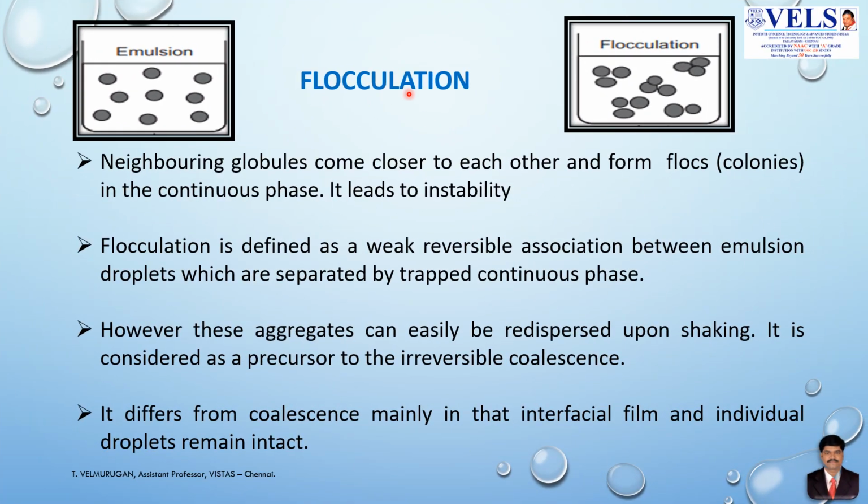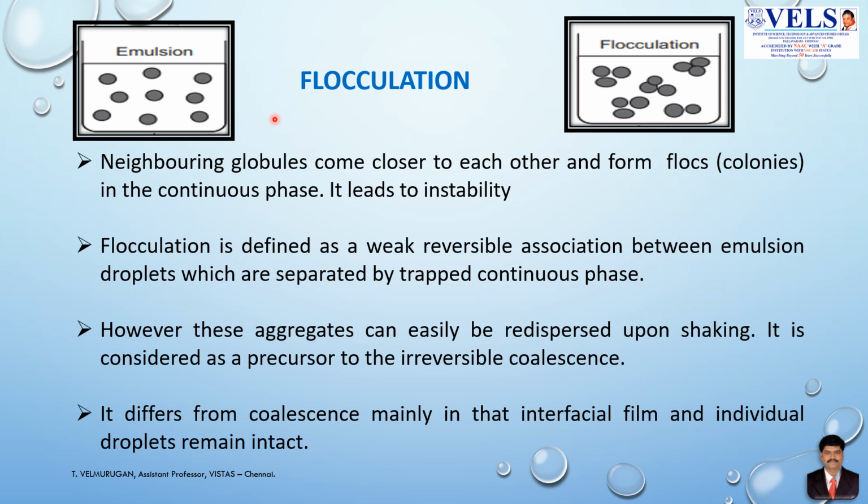Okay, the first one, flocculation. See, this is the normal emulsion. See here, oil globules, water. So we can see the normal formulation of the emulsion. See, if it goes to flocculation, the small globules agglomerate with one another to form floccules, to form flags. That is called flocculation. So the neighboring globules come closer to each other and form flags, that is nothing but colonies in the continuous space. It leads to instability. So we have to avoid this type of instability, so we have to prevent the flags.